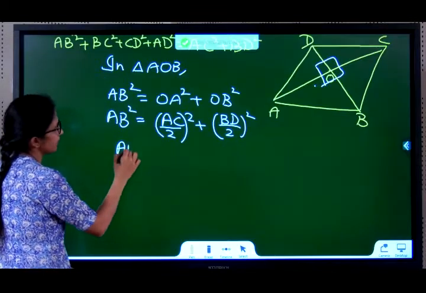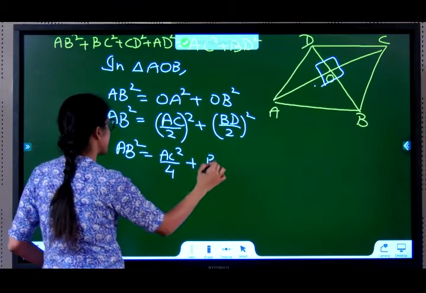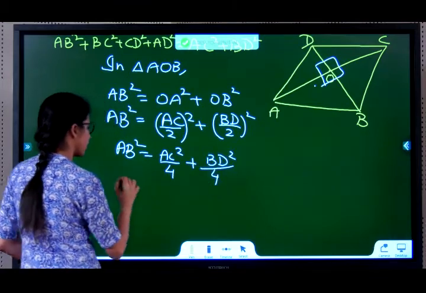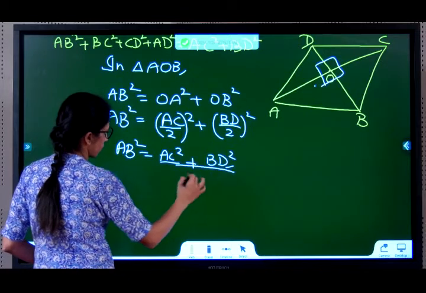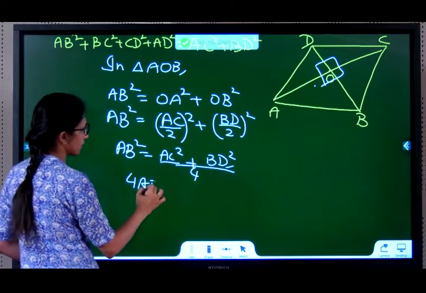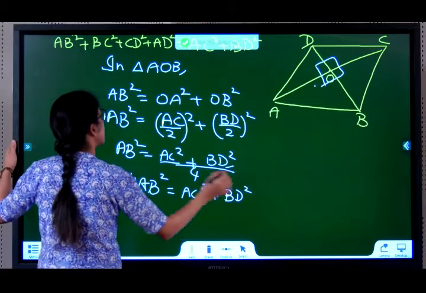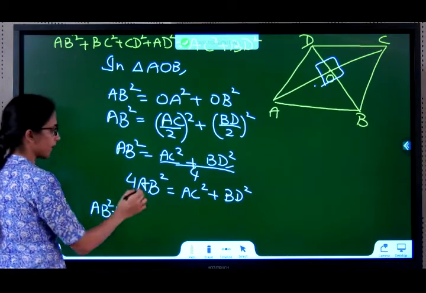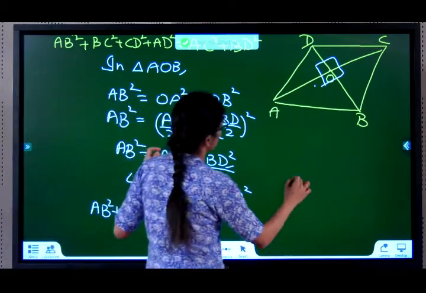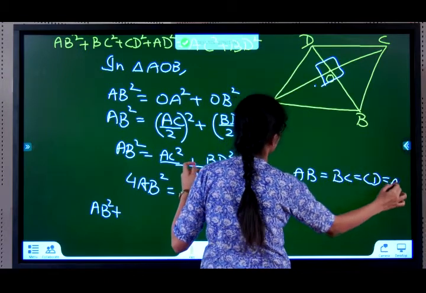So, I get AB square is equal to AC square by 4 plus BD square by 4. So, if I take LCM, this whole thing becomes by 4. Send the 4 up, 4AB square is equal to AC square plus BD square. I can write this as AB square. AB is equal to, it's a rhombus, so AB is equal to BC equal to CD equal to AD.